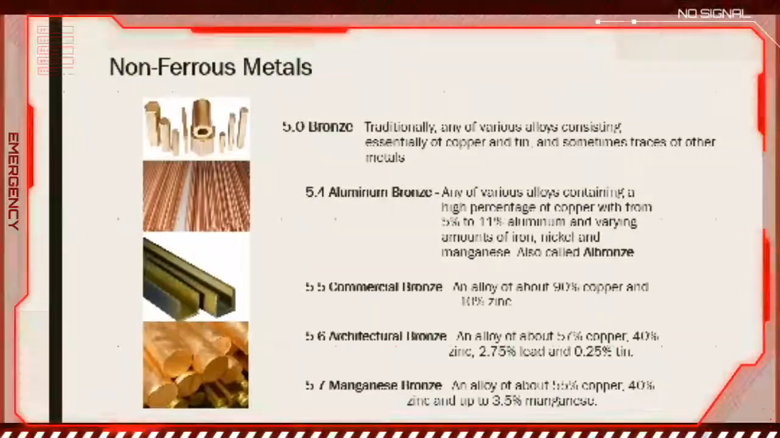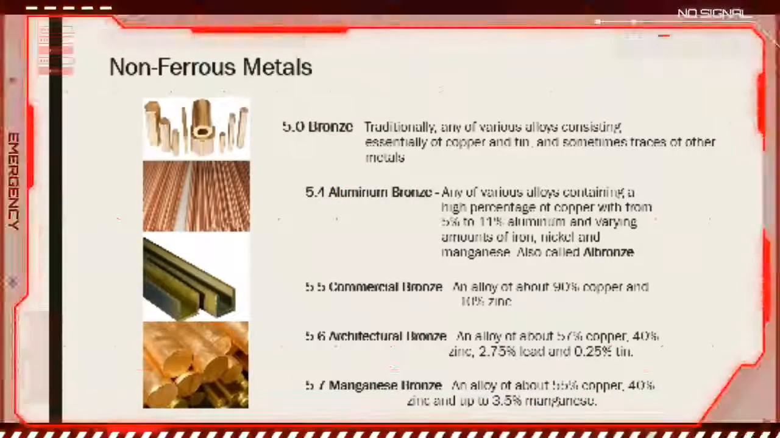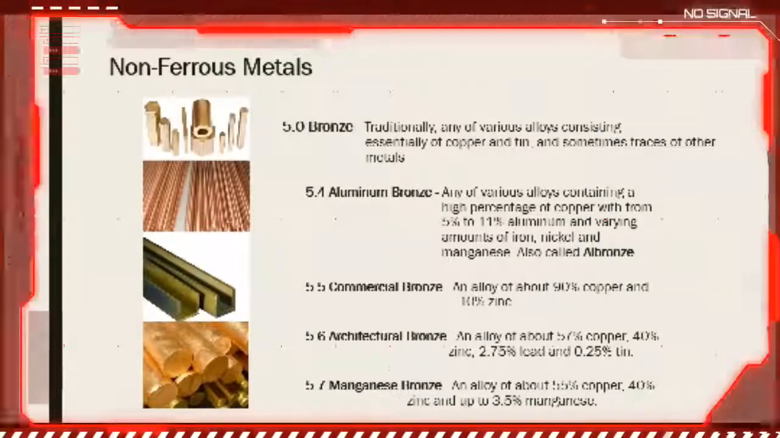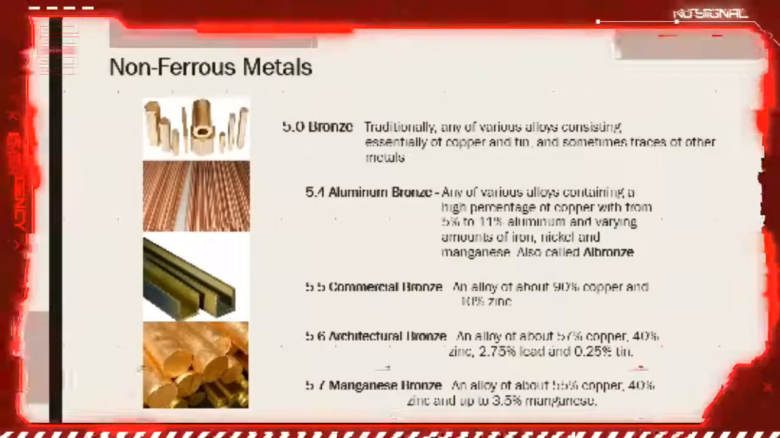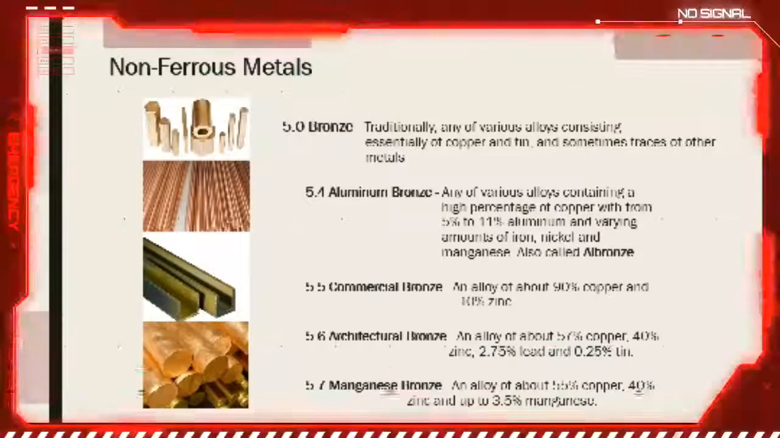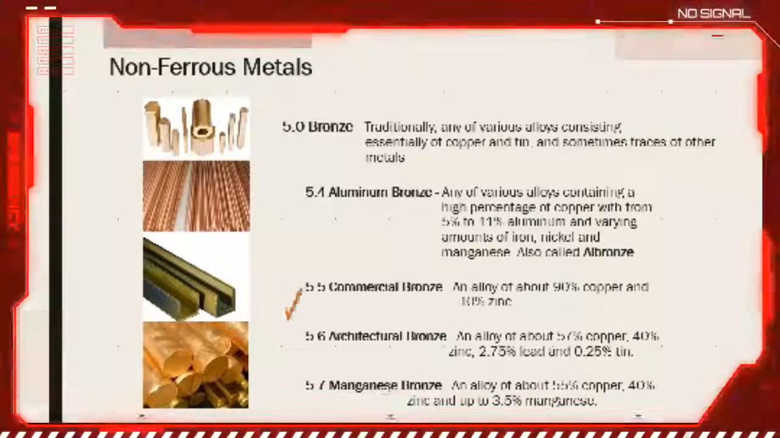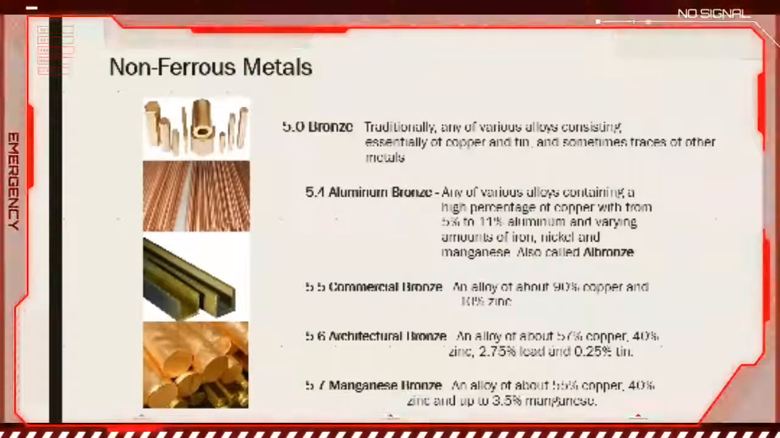That's a lot. Next is aluminum bronze. Any of various alloys containing a high percentage of copper, from 5% to 11% aluminum and varying amounts of iron, nickel, and manganese, also called all bronze. Commercial bronze, an alloy of about 90% copper and 10% zinc.